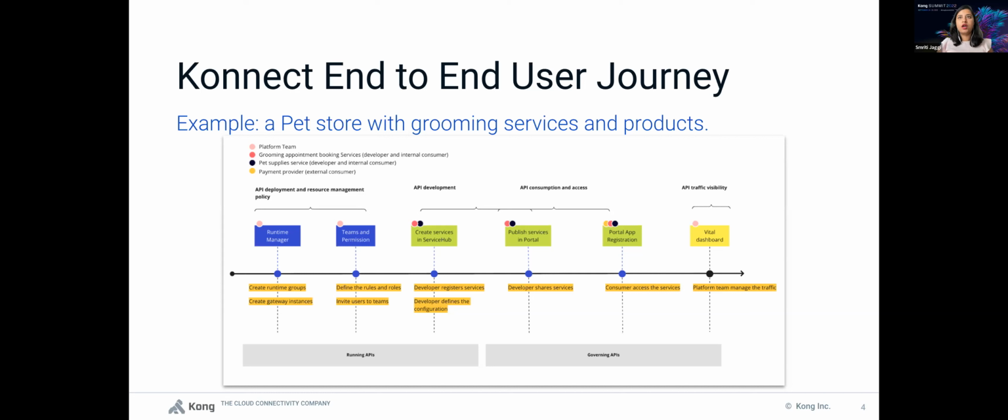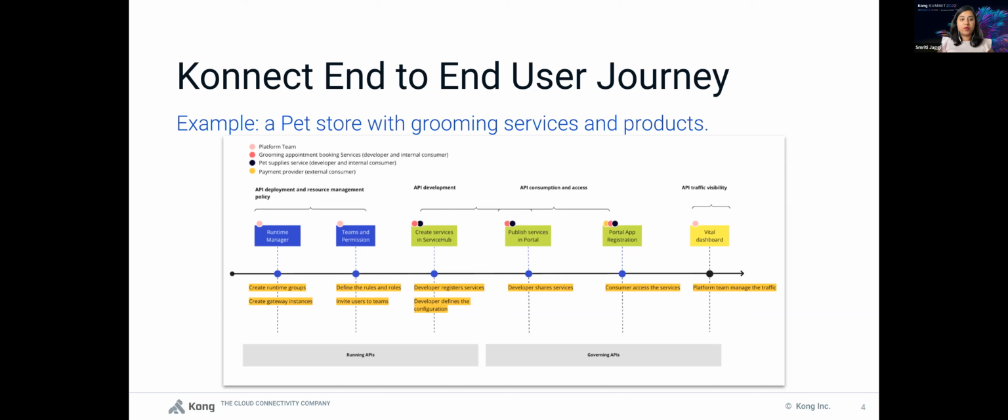So there are 4 key personas or teams that we are going to talk about in today's call. The first one is a platform team, which is typically your centralized IT teams, and they will set up your runtime environments. They define the internal deployment policies. They create runtime instances within the runtime group. They leverage Konnect teams and permissions to ensure that everyone has the right access, be it an individual person or an individual team.